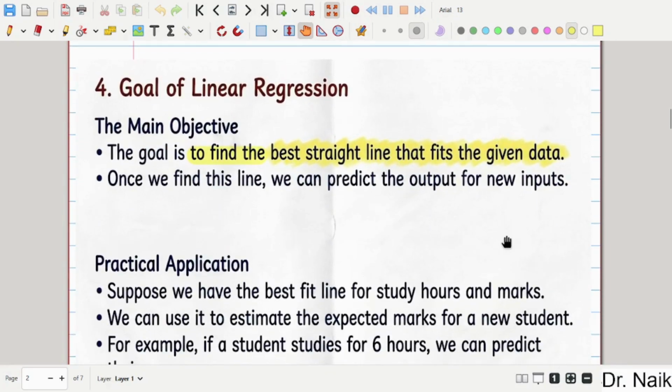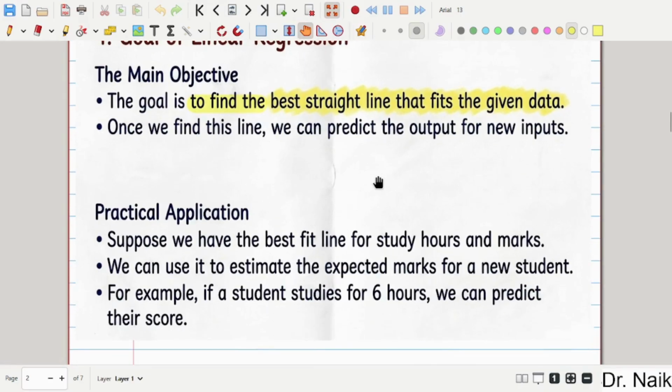The goal of linear regression is to find the best straight line that fits the given data. Once we find this line, we can predict the output for new inputs. For example, suppose we have the best fit line for study hours and marks. We can use it to estimate the expected marks for a new student. For example, if a student studies for 6 hours, we can predict their score.